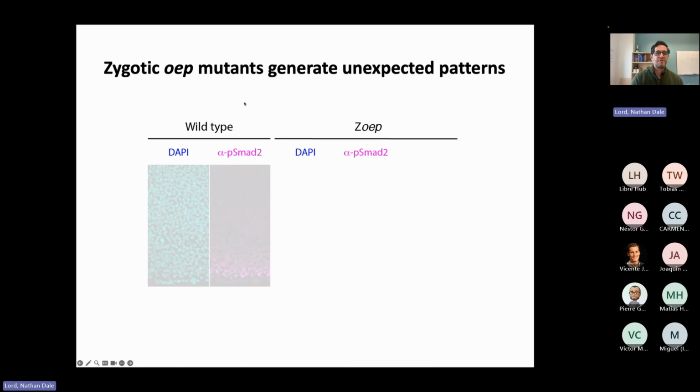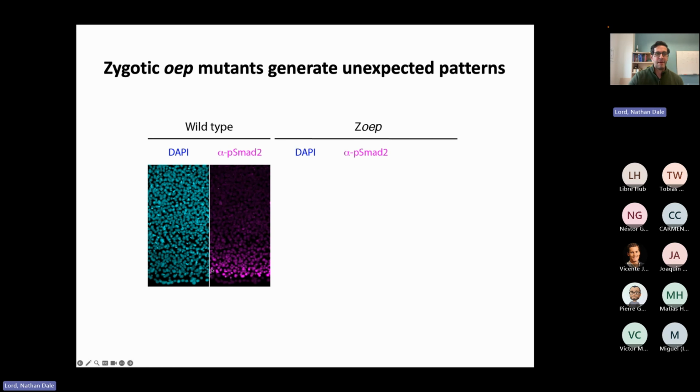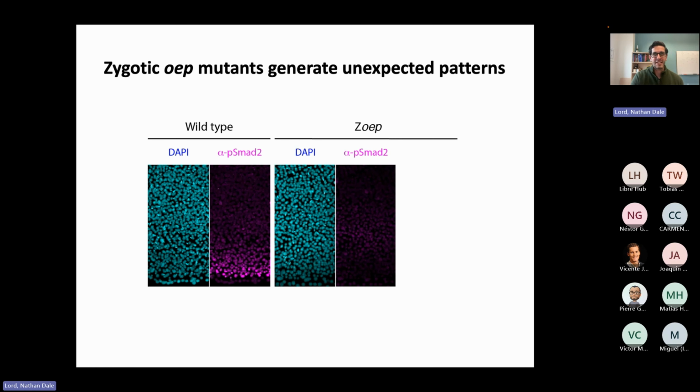But we can look at a wild type embryo and you see that pattern that I just showed you, where you have a gradient that's strong at the source and then decays as you go up towards the top of the animal. In a zygotic OEP mutant, you see one thing right off the bat, which is that signaling is weaker. That kind of makes sense. You have two sources of OEP and one of them is gone. So maybe you have less signaling.